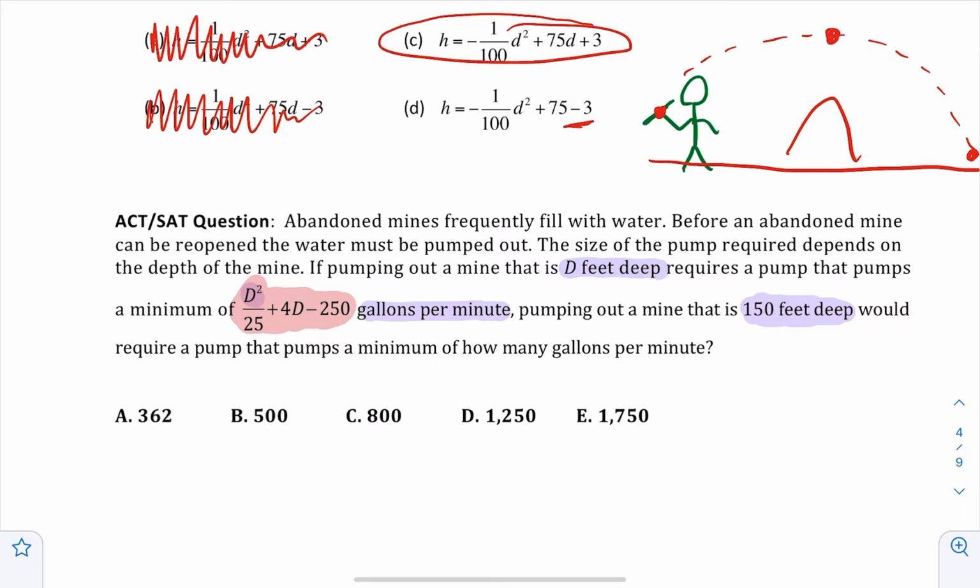I need to graph it in Desmos. I'm going to make a table. I'm going to plug in 150 feet for the x value, because that's my input, the depth, and I'm going to find out how big of a pump, or how many gallons per minute can my pump out. How many gallons per minute do I need my pump to pump out?